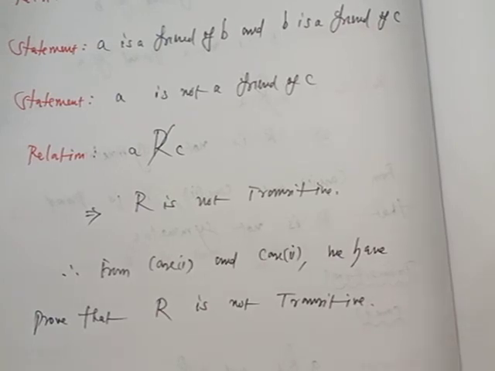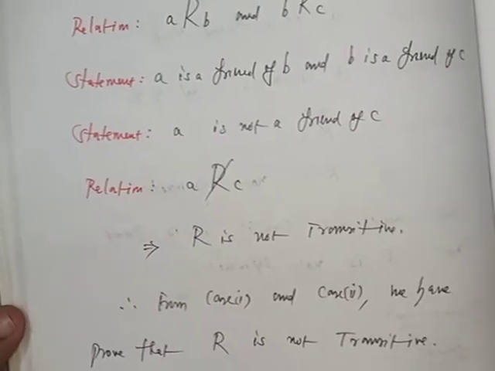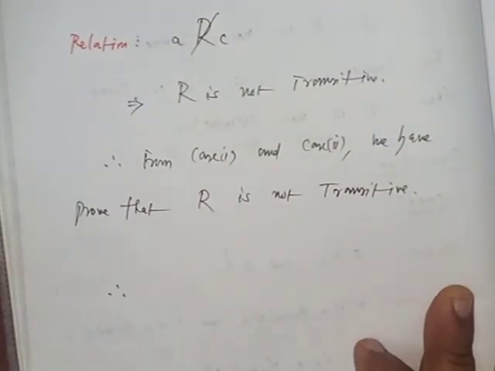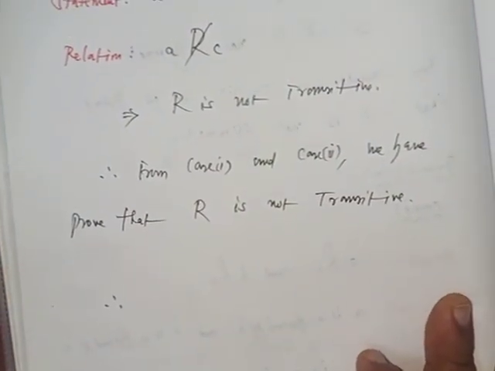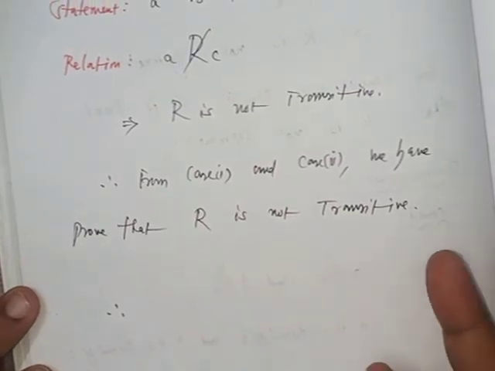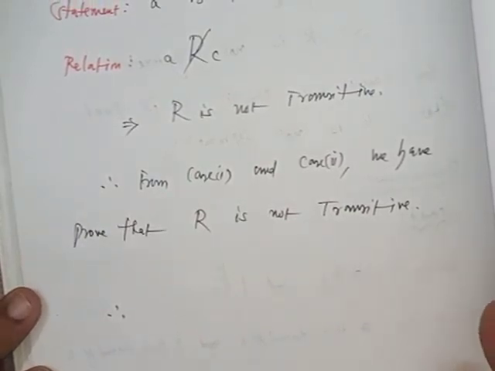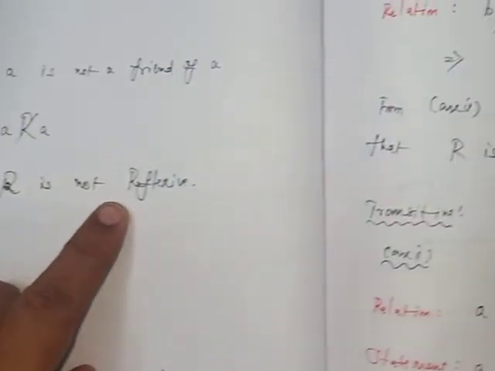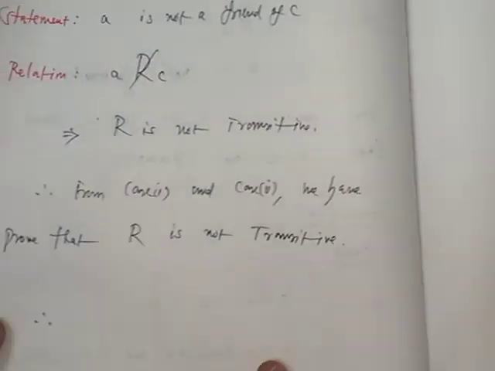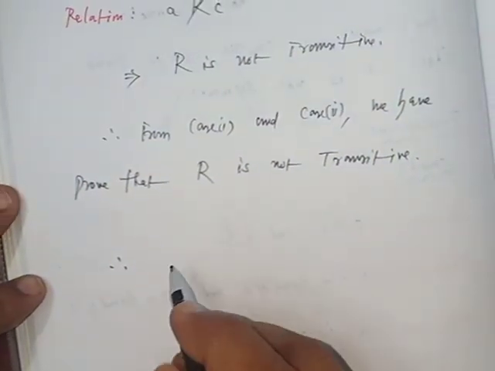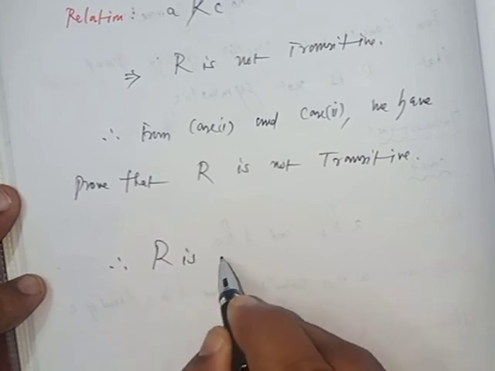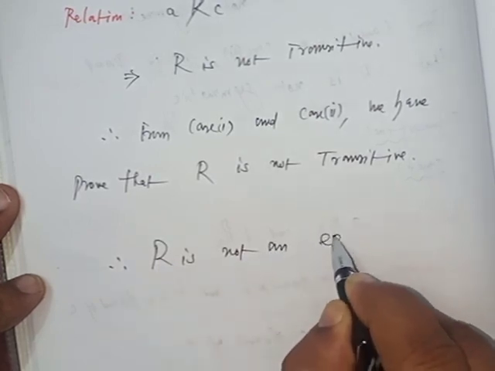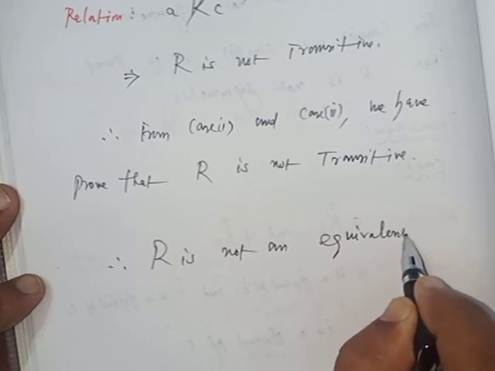Therefore, generally if any one of the properties is not satisfied, that is either reflexive, symmetric or transitive, anyone is failed, in that case the final result is not an equivalence relation. Here we have proved not reflexive, not symmetric and not transitive also. The final result is R is not an equivalence relation.